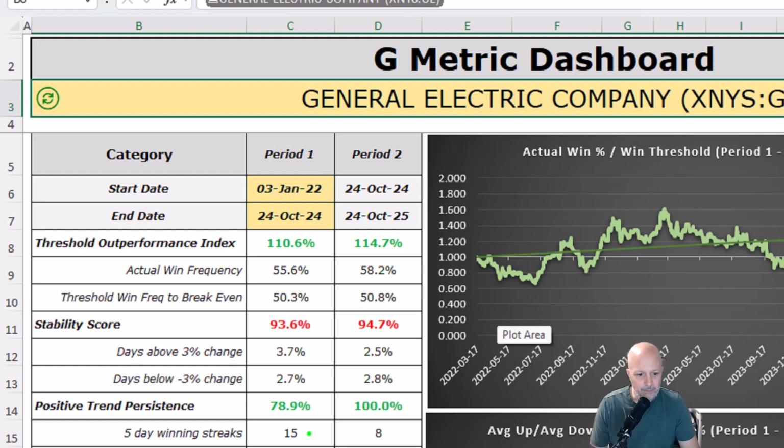To get this 78.9% here, I take the 15 and divide it by the total of all the 5-day streaks, so 19. This basically means that 78.9% of all the 5-day streaks are winning streaks. And then when we look at period 2, it's just perfection, really. It had 8 5-day streaks, and all of them were 5-day winning streaks. So this stock is really performing well here in period 2.